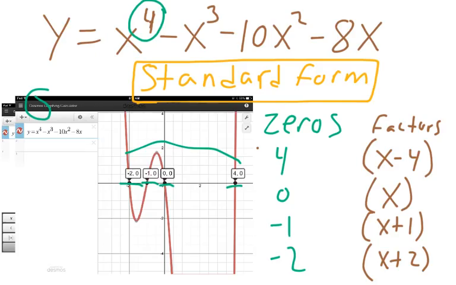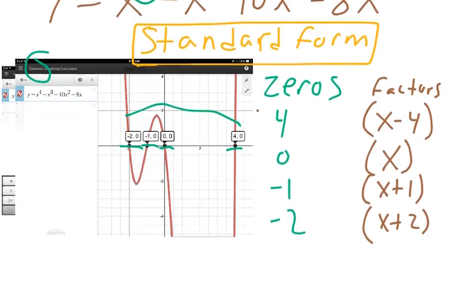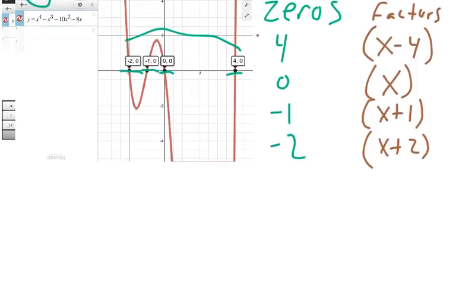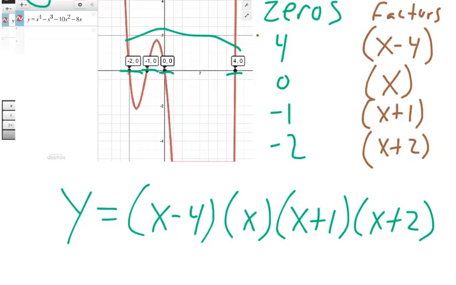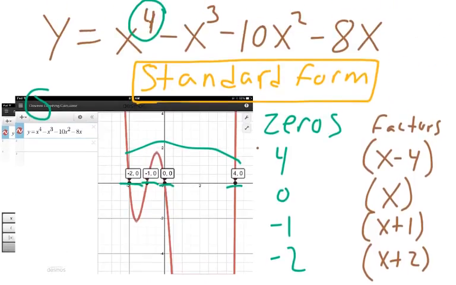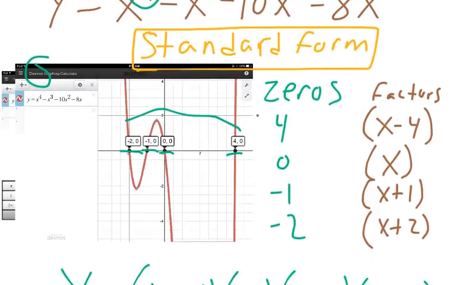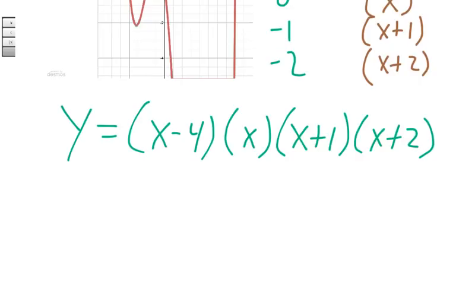So going back to our last polynomial, this 4th degree one, since I have my 4 zeros, and then also my 4 factors, I can actually rewrite the polynomial just like this. x minus 4 times x times x plus 1 times x plus 2. If I FOILed all that out, I would get back to this polynomial here. So this is called the factored form.